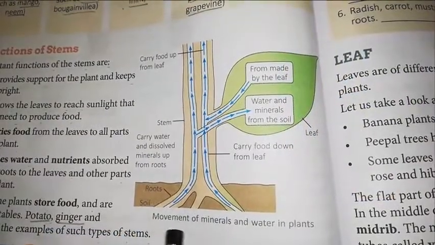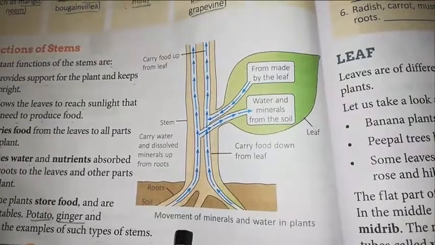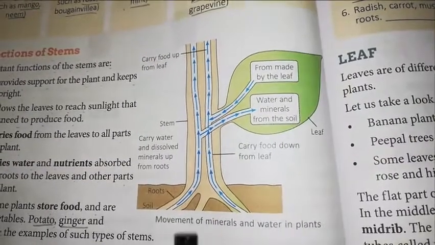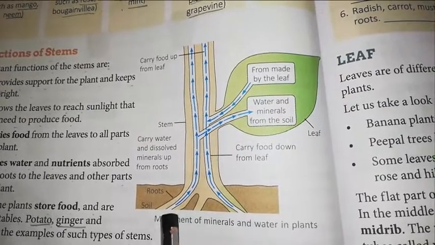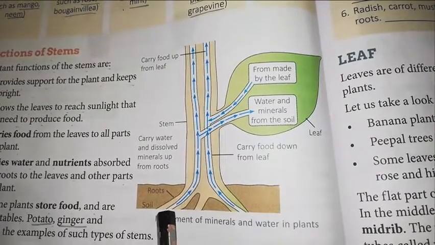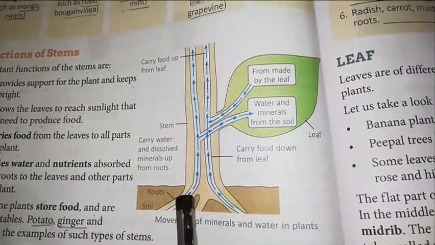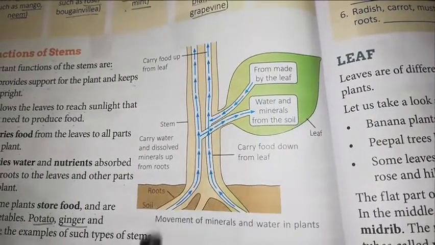Now look at this picture. This picture shows the movement of minerals and water in plants. The root absorbs water and minerals from the soil. The stem carries it up from the root.